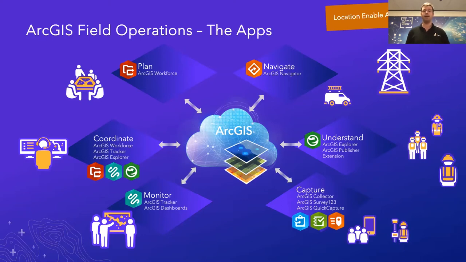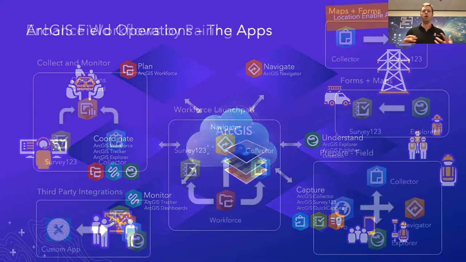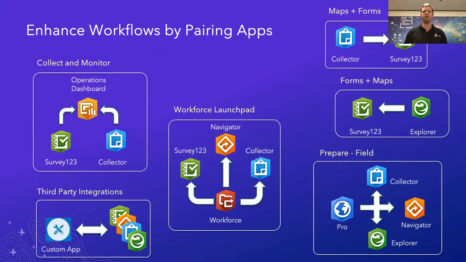Using tools like Tracker and ArcGIS Dashboards, we're able to get that real-time feed of how people are faring out there in the field and what's the level of work that they've completed while they've been out there. And then finally, coordinating with tools such as Workforce once again and Tracker and Explorer, all creating the cycle of field work. And we find that a lot of organizations don't implement all of these applications, but instead they develop these really core workflows that revolve around maybe one, two, or three applications. So we call this enhancing workflows by pairing apps, because one app can't do everything. So really it's that workflow. How do you chain it together?